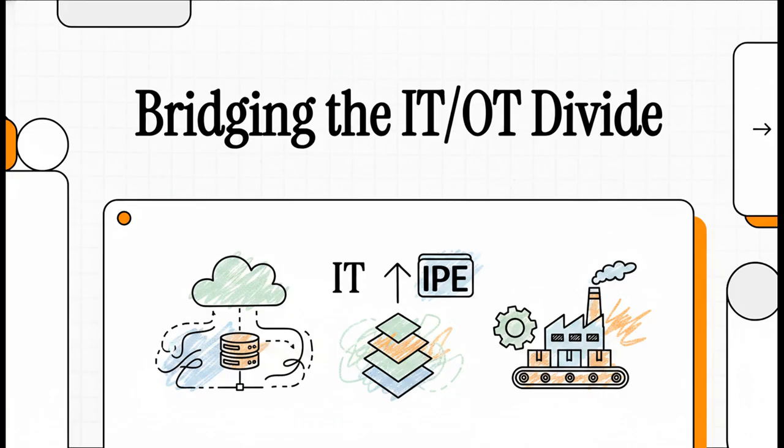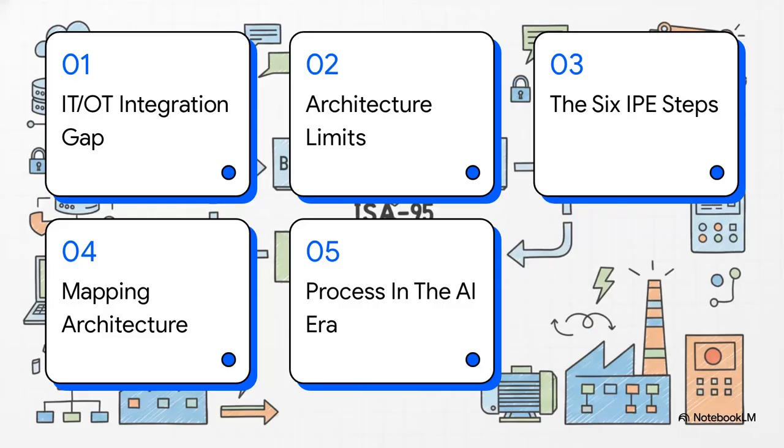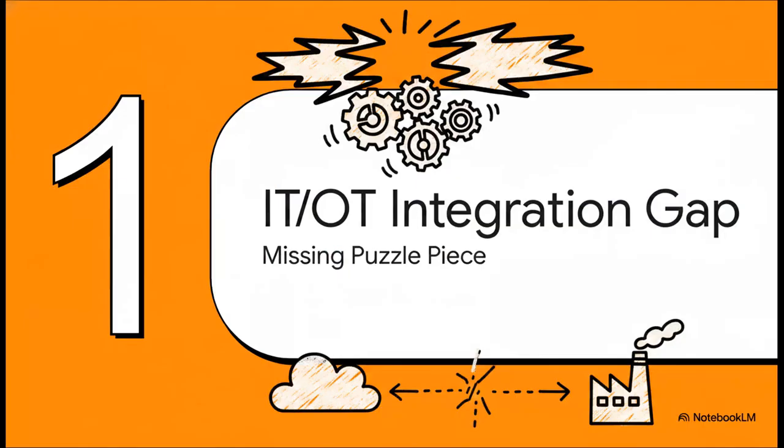Okay, let's dive into this. Here is our roadmap for today. We'll start with the IT/OT integration gap, then look at architecture without execution. After that, we'll walk through the 6 IPE steps, map that architecture to execution, and wrap up with process and the AI era.